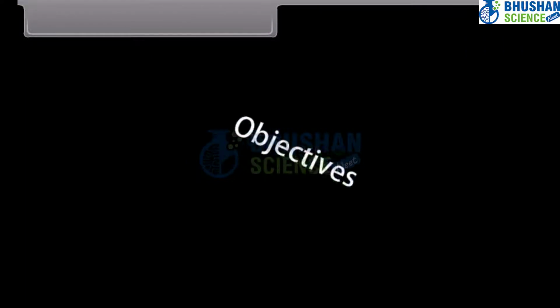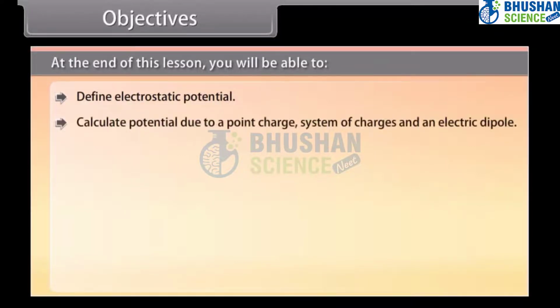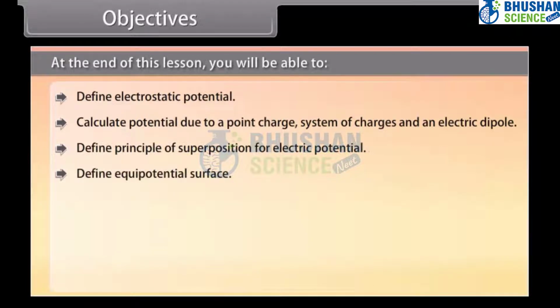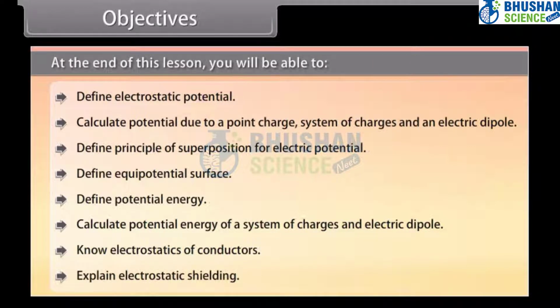Objectives. At the end of this lesson, you'll be able to define electrostatic potential, calculate potential due to a point charge, system of charges, and an electric dipole, define principle of superposition for electric potential, define equipotential surface, define potential energy, calculate potential energy of a system of charges and electric dipole, know electrostatics of conductors, explain electrostatic shielding.